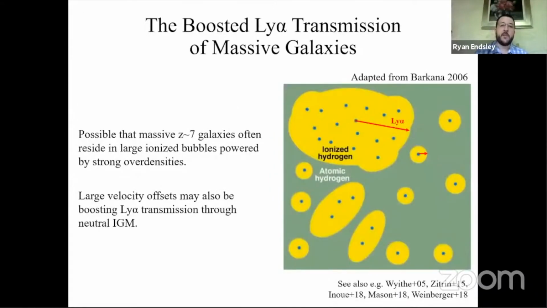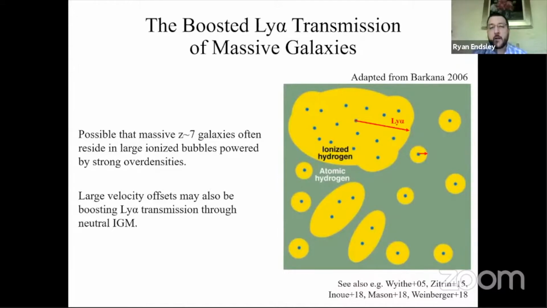Well, one possible explanation is that this is giving us some insight into the structure of reionization. Perhaps what we're seeing here is the effect of massive galaxies commonly sitting in large ionized bubbles powered by strong overdensities. Okay, these bubbles allow Lyman-alpha photons to cosmologically redshift before encountering the neutral hydrogen, increasing their transmission through the IGM.